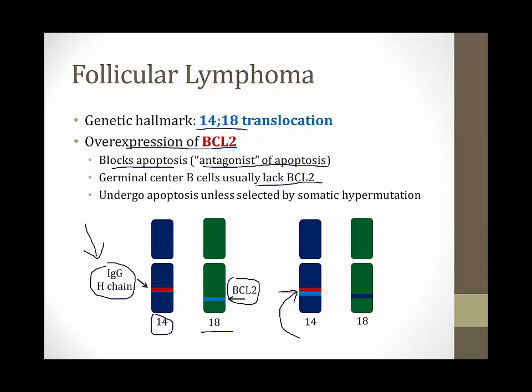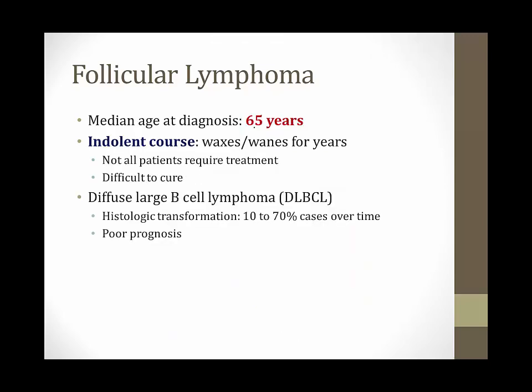This is because they frequently undergo apoptosis unless they're selected by the process of somatic hypermutation. I talk about this process in more detail in the immunology modules. What this means is that the B cells in the germinal center are supposed to lack BCL2, and thus they're supposed to die frequently via apoptosis. When BCL2 is overexpressed, they do not die like they're supposed to, and this leads to excessive growth and follicular lymphoma. This is also a cancer of older patients.